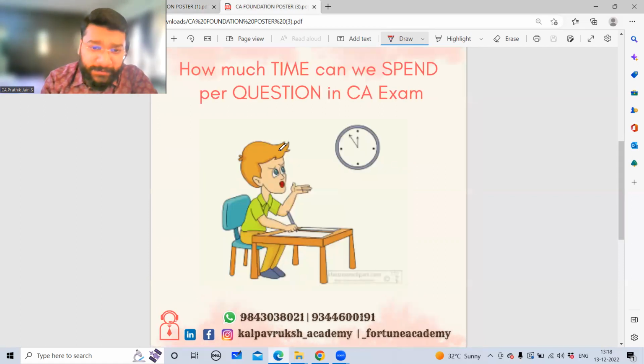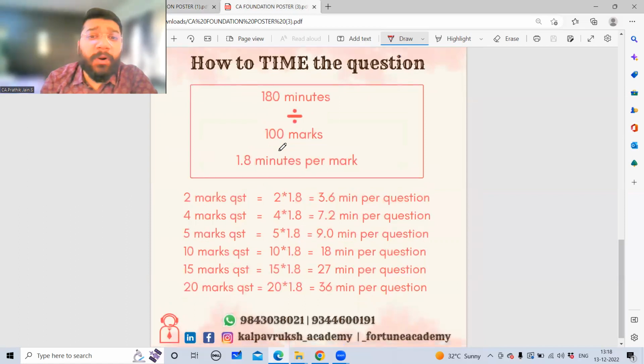So moving forward, guys, if I talk about the CA Foundation level of examination, particularly the accountancy and law subjects, the maximum time allocated to complete your paper is 3 hours, which is 180 minutes. And those papers are for 100 marks. So the maximum time you can allocate is 1.8 minutes per mark. If you're dealing with a 2 mark question, the maximum time is 3.6 minutes per question. If you're dealing with a 4 mark question, then 7.2 minutes per question maximum, and so on and so forth.